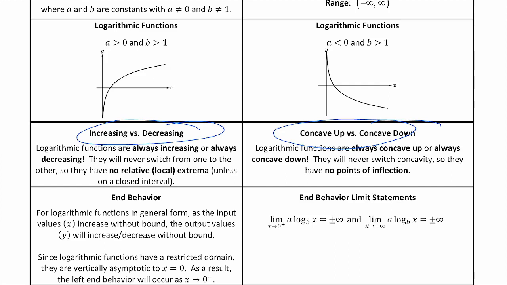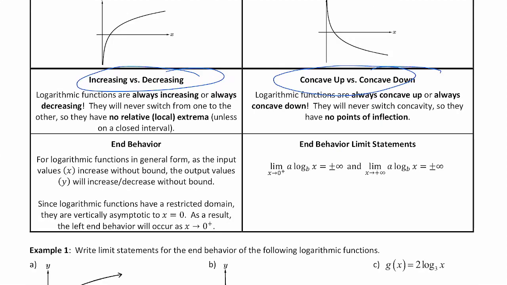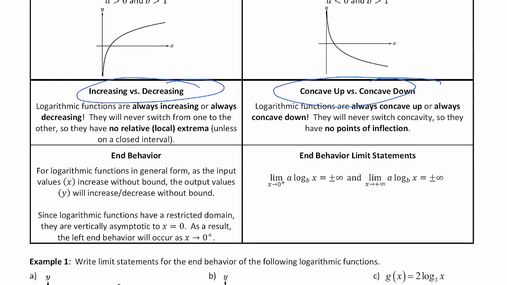And then end behavior-wise, now that we have a vertical asymptote to deal with, one second, my iPad is lagging. Let me pause real quick. All right, we are back. It should be working. All right, nice.